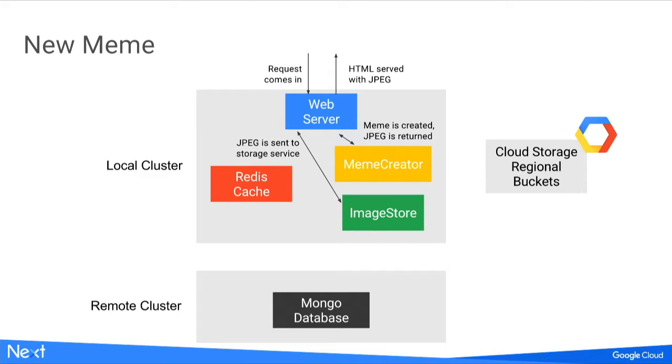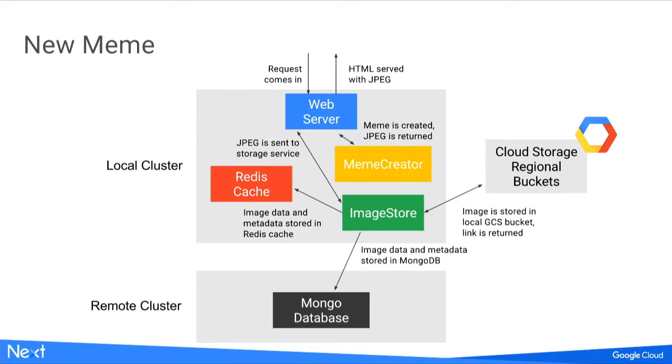At the same time, we're going to send it to the image store service. Now, the image store service is the one that's going to send it to the regional bucket, store the image there, and get the link back. Now it's going to take that and the metadata that was used to generate the image and put that into the cache and into the MongoDB database.